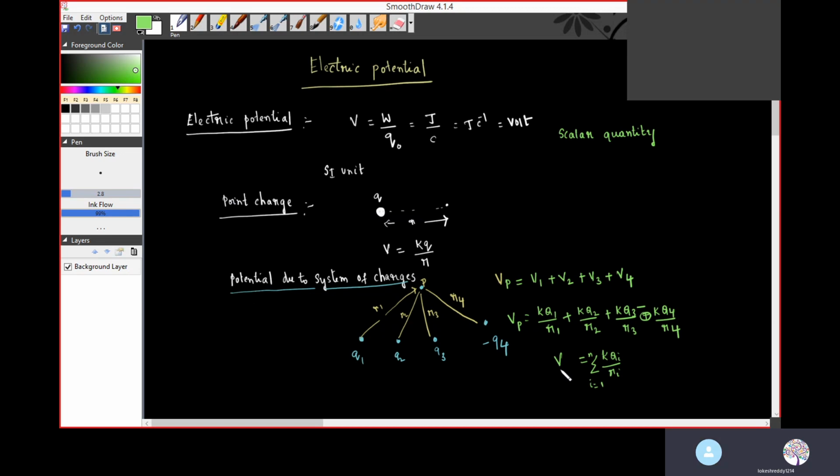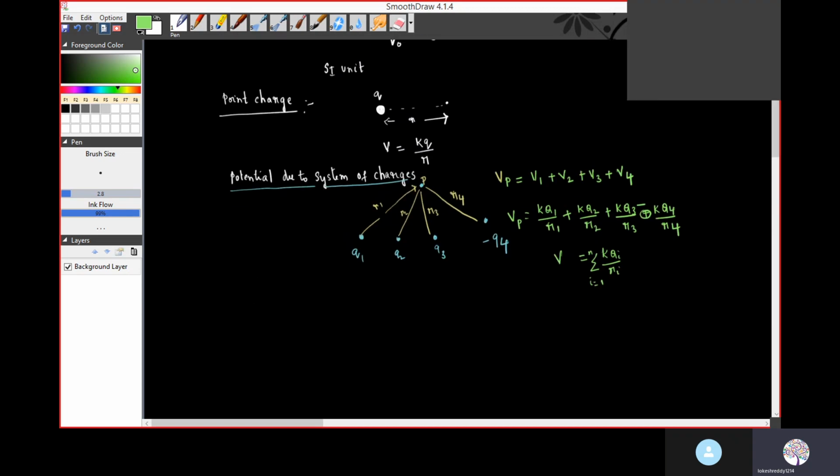Then electric potential due to a system of charges also we did. Now we will calculate the potential due to different bodies, like an infinitely long conductor, for a continuous charge distribution. So this is for a point charge, this is for a system of charges. Now I'm going to write for a continuous charge distribution.